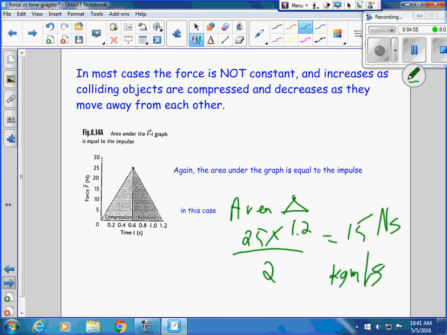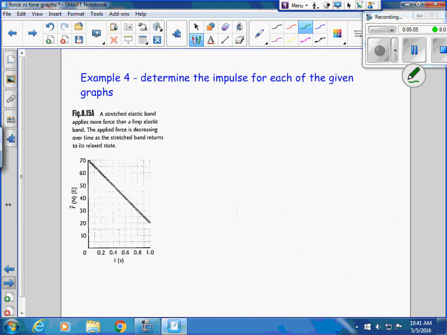15 Newton seconds. All you really got to do is find the area. Remember doing this in grade 11? So it's just applying that same concept to a different situation. That's all it really is. Here's example number 4. Determine the impulse for each of the given graphs.